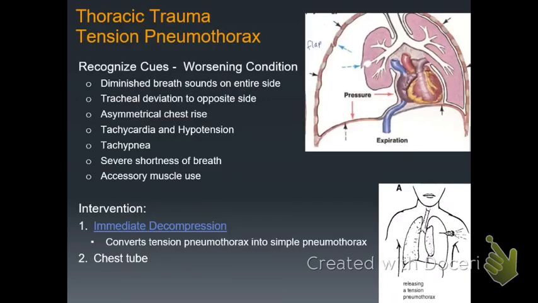So tension pneumo, again, would be diminished breath sounds on your entire side. If you see tracheal deviation, this is a tension pneumo. This isn't just a plain pneumothorax. This is a tension pneumothorax, something that is getting worse as you breathe. So asymmetrical chest rise, tracheal deviation, tachycardia and hypotension, because look at what's happening to that heart. It's getting pushed over. It can't get fluid out very well because the aorta is getting squished. Everything's getting squished. So if you see any of these signs, of course you're not moving out of ABC.